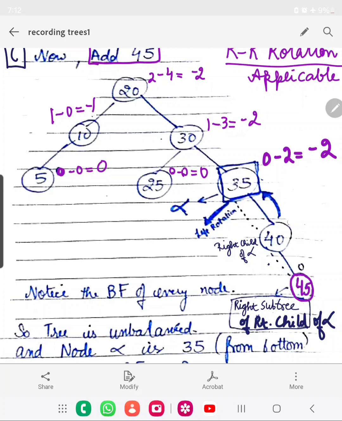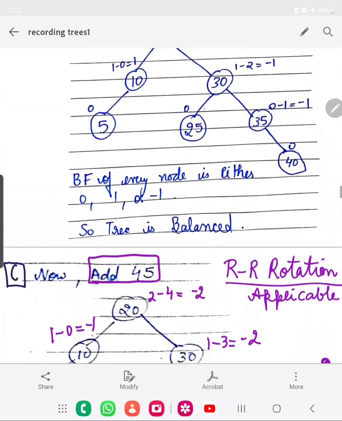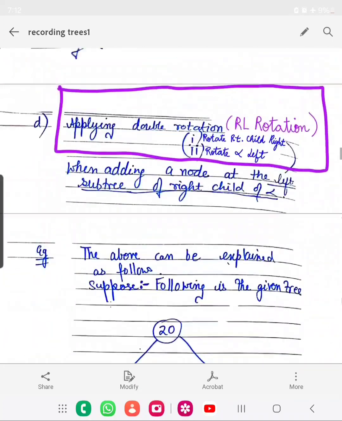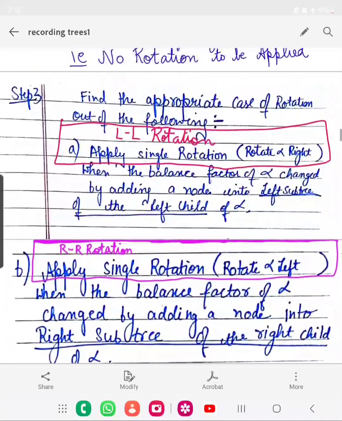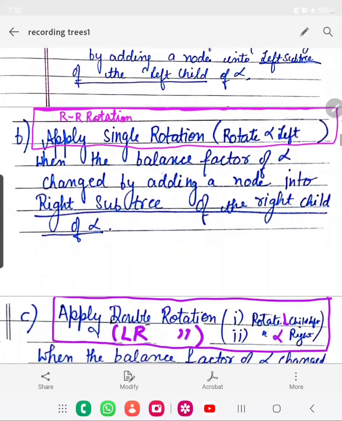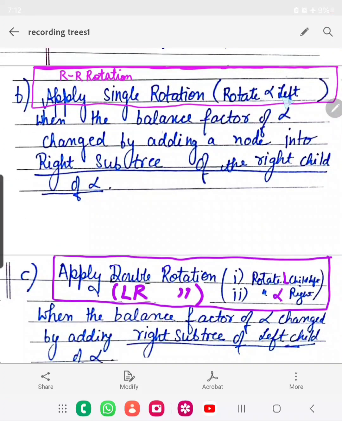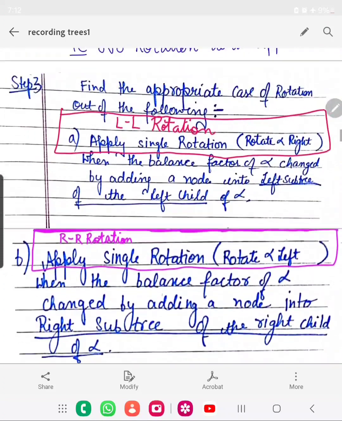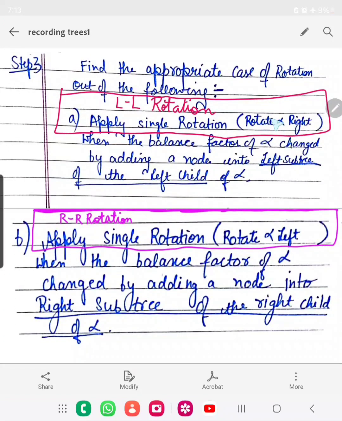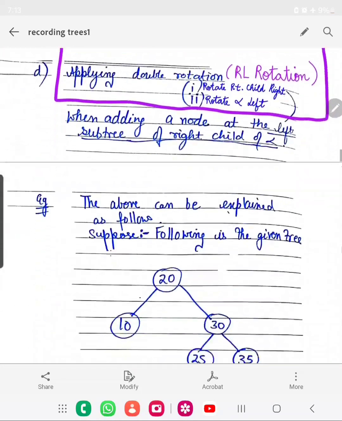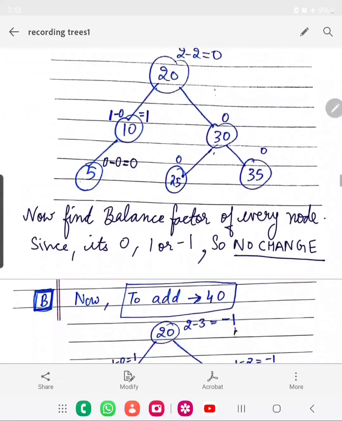Now, what do we do when we have RR rotation? Let's read back. If we have RR rotation, we have to rotate alpha to the left. Look at case 2. If we have RR rotation, we have to rotate alpha to the left. Whereas if we have LL rotation, we have to rotate alpha to the right. So we will rotate alpha to the left.